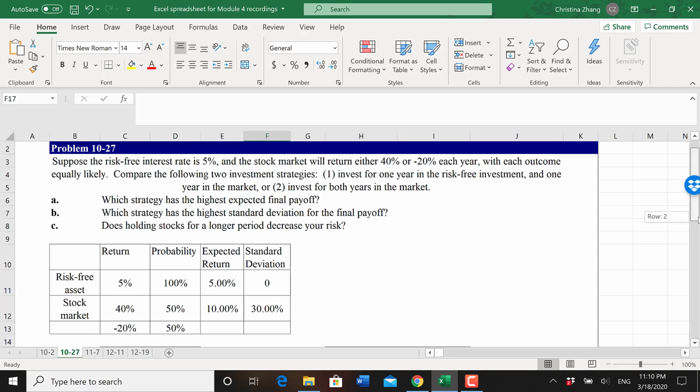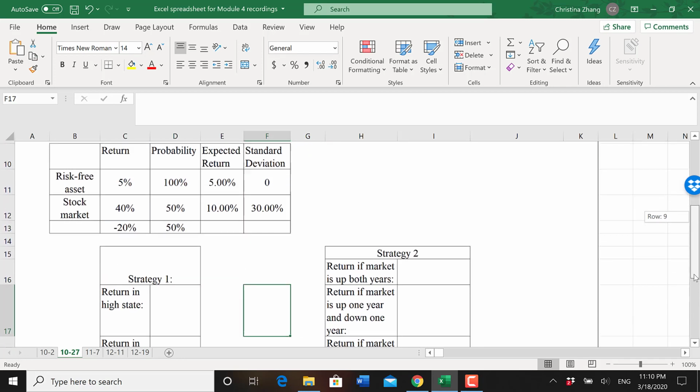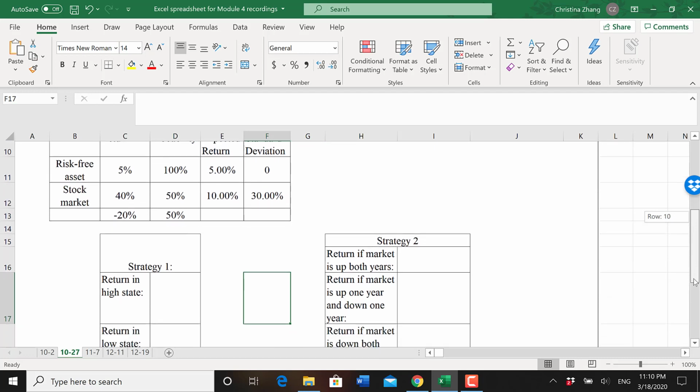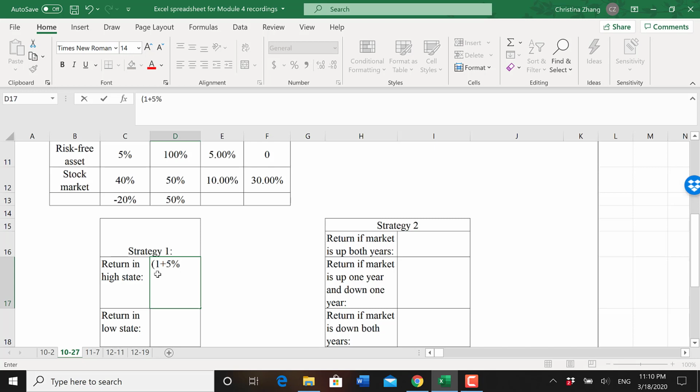Okay, all right, so the return for that is going to be, so return in high state. For return in high state, what is a high state? High state means you're getting good returns from the stock market. For the first year, because it's risk-free, you're going to receive the 5% regardless, and then multiply by the second year. For the second year, when it's a high state, you're going to receive 40%.